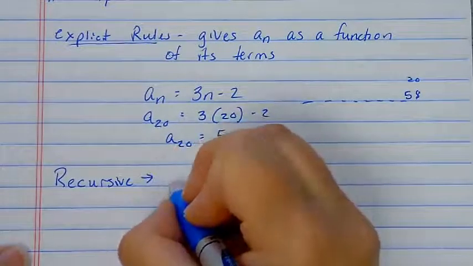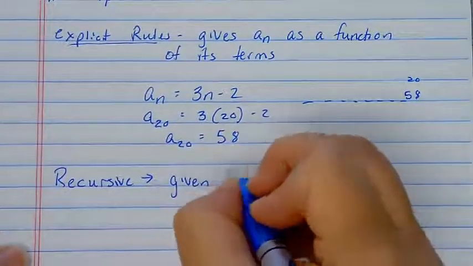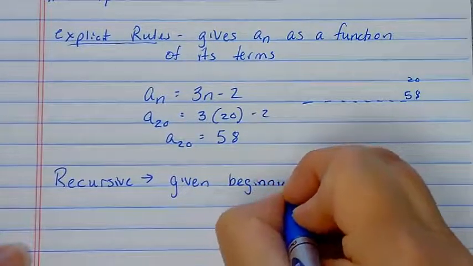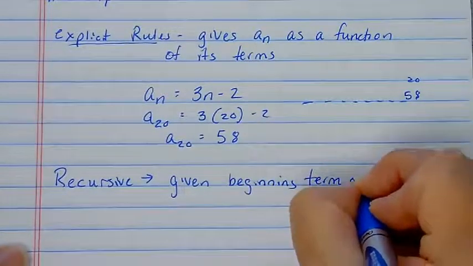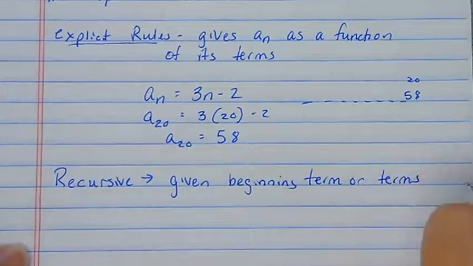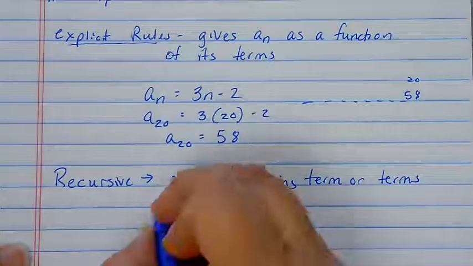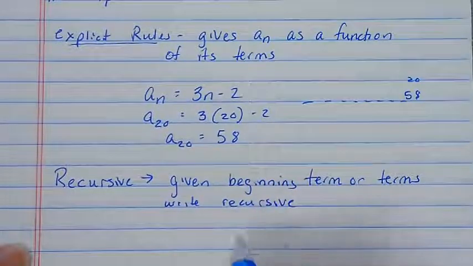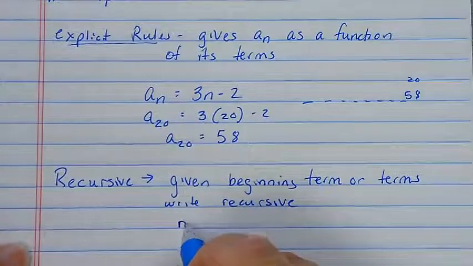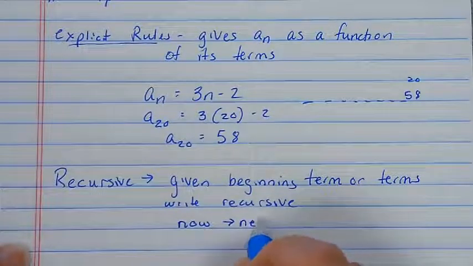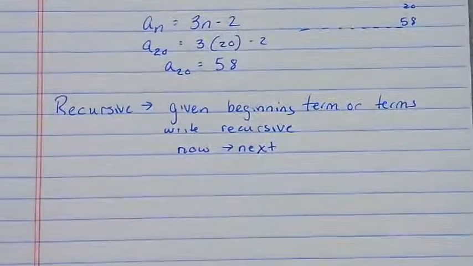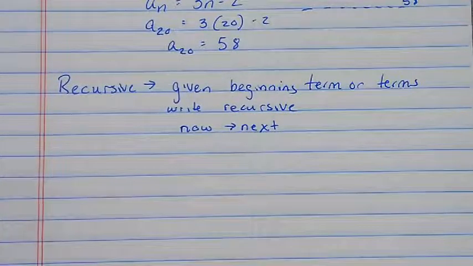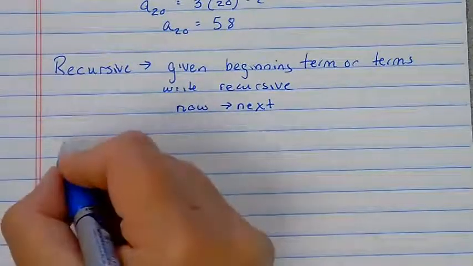A recursive rule is different. A recursive rule is given a beginning term or terms, and then you write the recursive rule. So this is how, if I know the current term, then I can find the next term. With recursive, you have to know the term before it to find the next term. So let me show you an example of recursive.